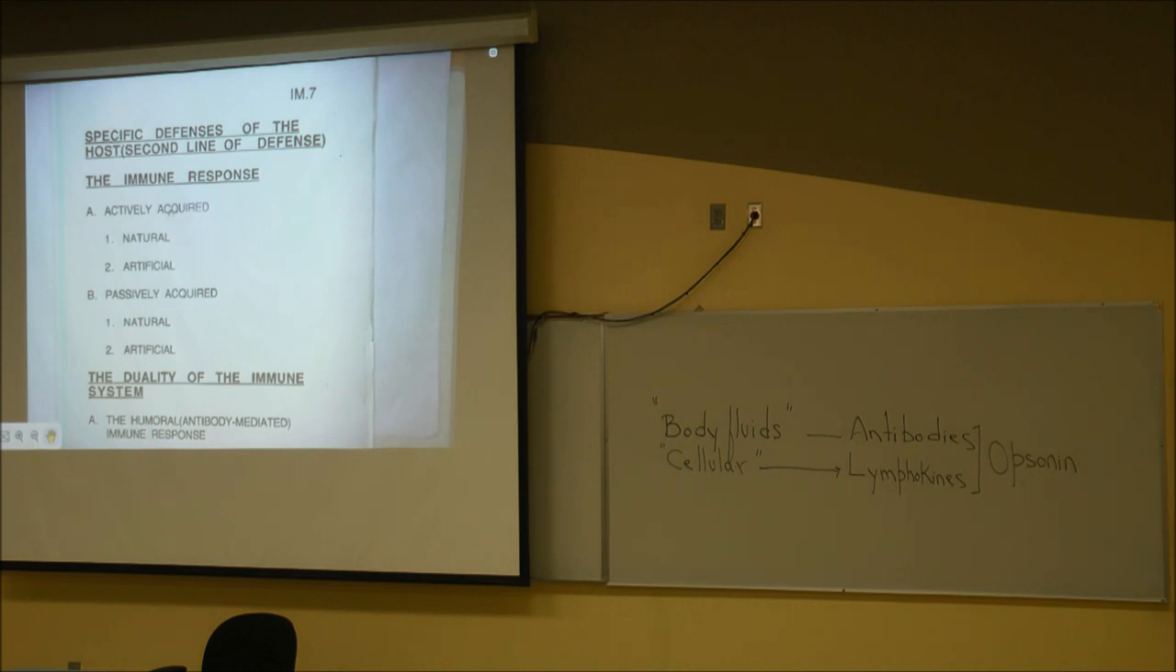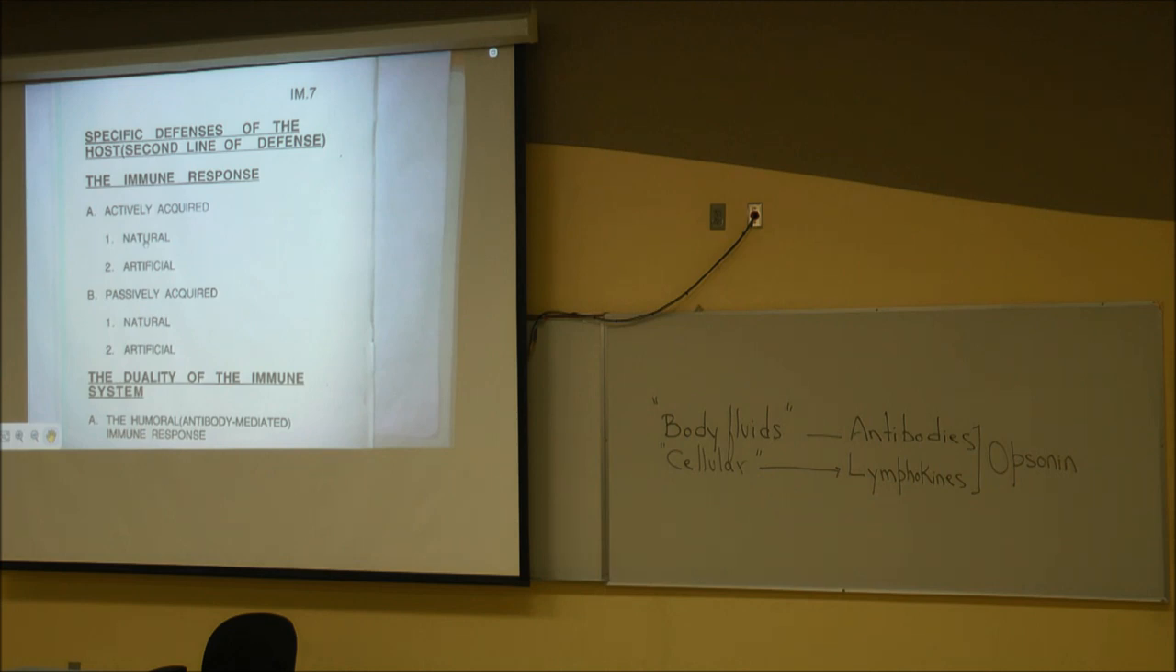Active immune response. An active immune response is one in which the host makes his or her own antibodies. You come in contact with the antigen and you make the antibodies. That is active response. Two types, two subcategories.